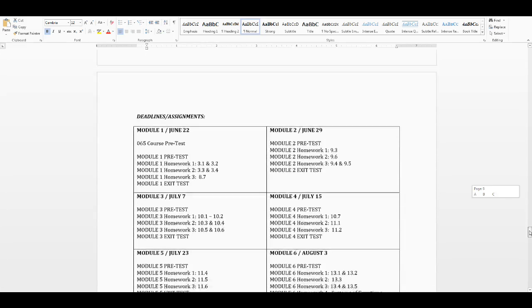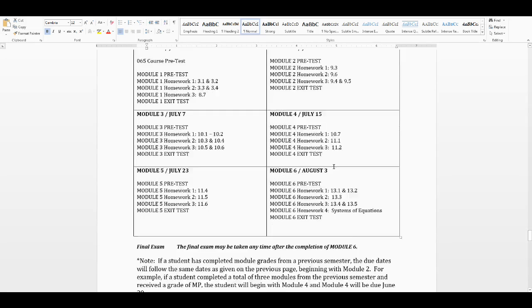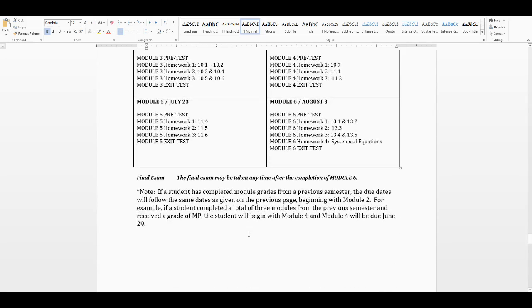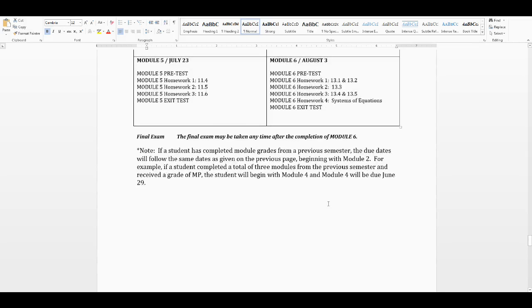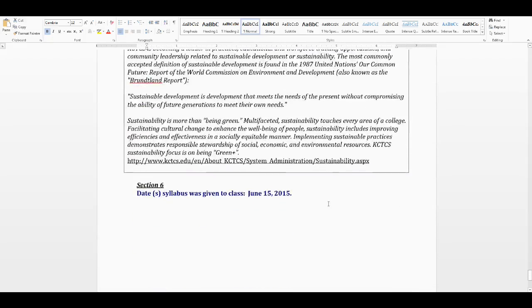So you'll want to read the syllabus closely, and you'll see what I've gone over. This is a brief overview of the whole course. So pay attention to these due dates. August the 4th is the last day to take the final exam. You can take it anytime after the last module is completed if you're not exempt. And the rest of this information you can read for yourself. Once again, if you have any questions, ask your instructor.